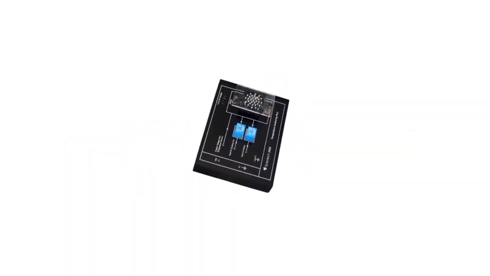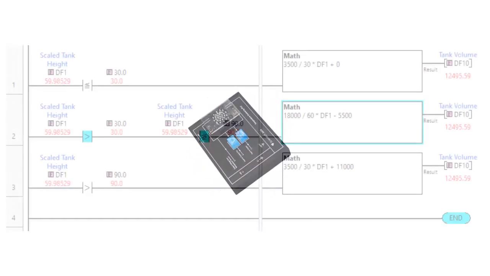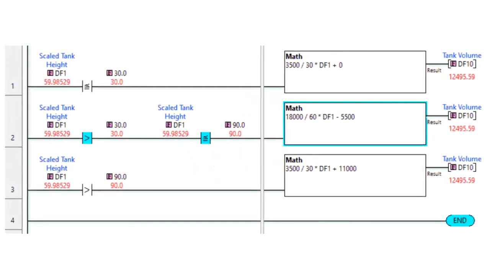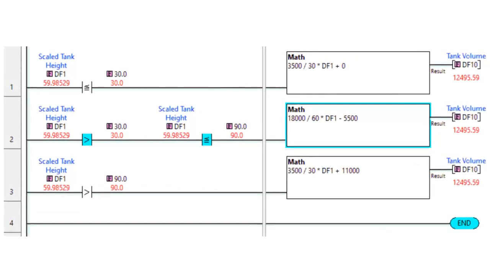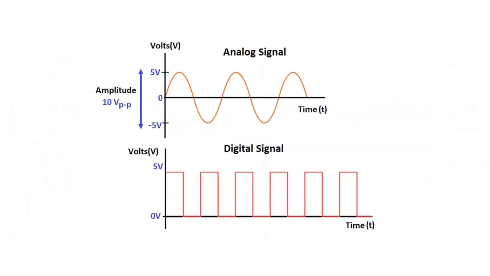Scaling. When working with analog signals, scaling is essential to convert raw sensor readings into meaningful engineering units. For example, a temperature sensor might provide a voltage output between 0-10 V, representing a temperature range of 0 to 100 degrees Celsius.